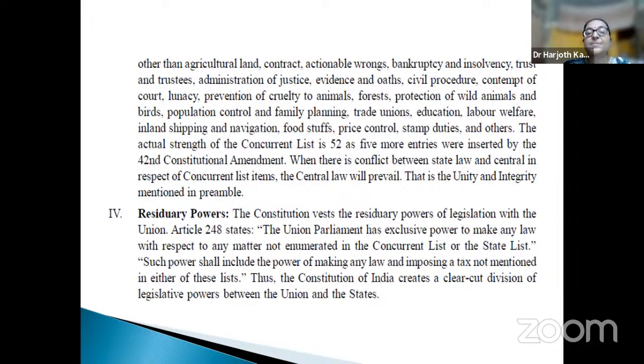Such powers include the power of making any law and imposing a tax not mentioned in either of these lists. So whatever subjects are not mentioned in the state list and concurrent list will be taken by the union parliament, and that would be considered a residuary power. So the constitution is giving a clear-cut division of law-making, that is, legislative powers between the union and the states.